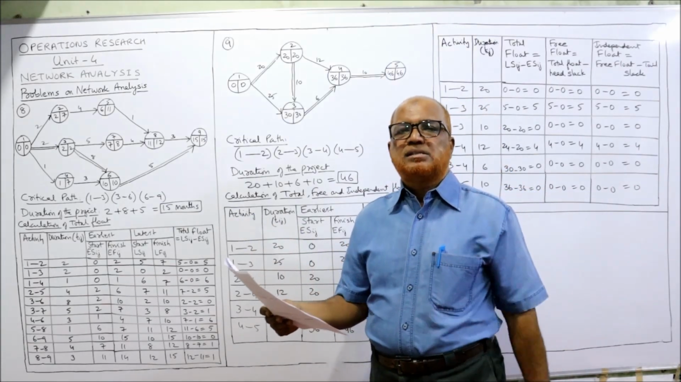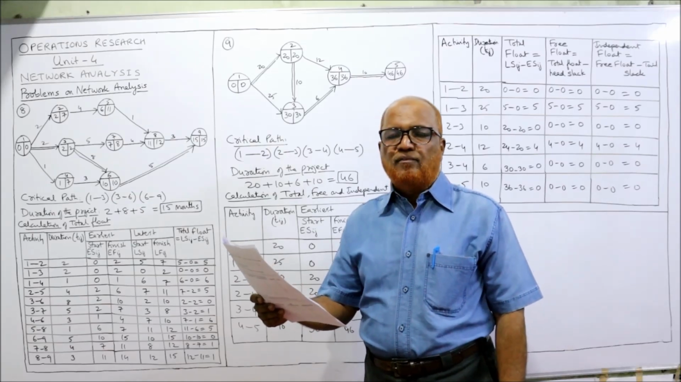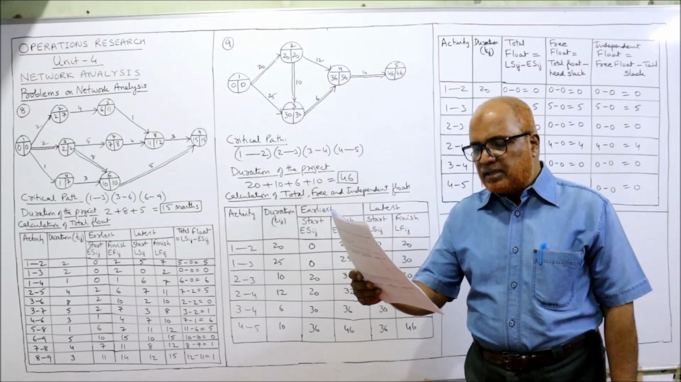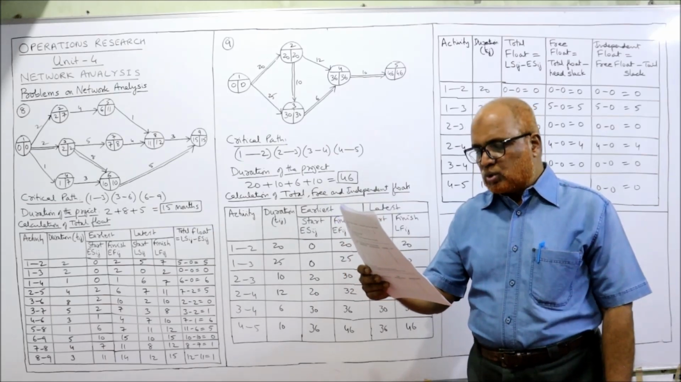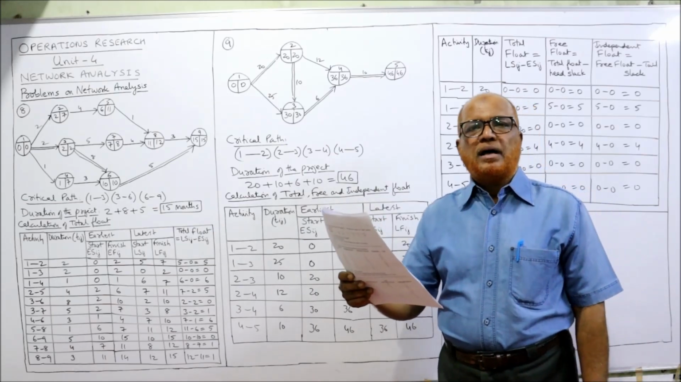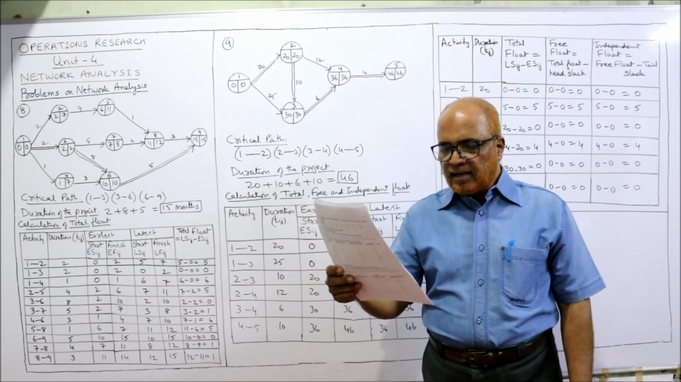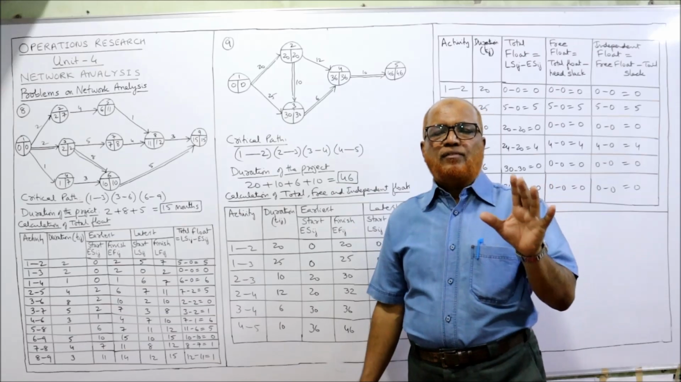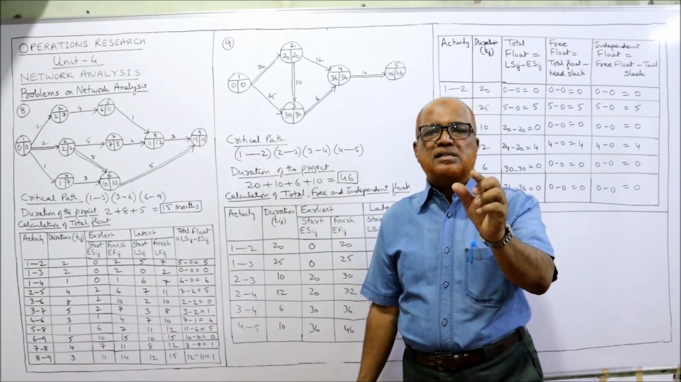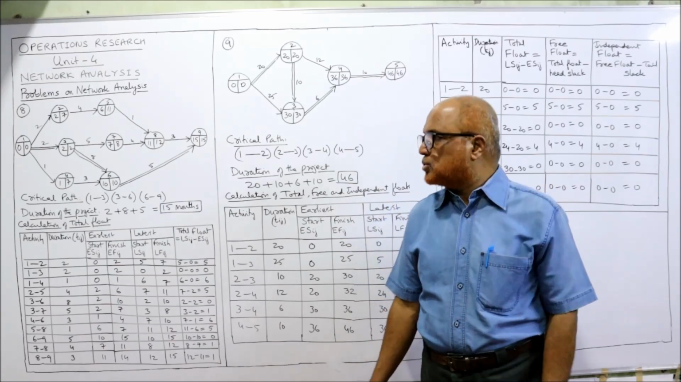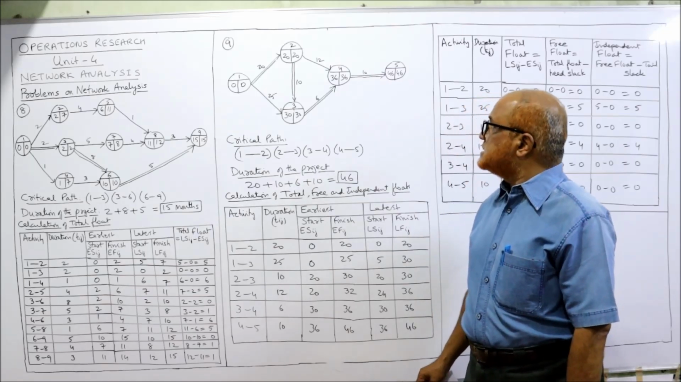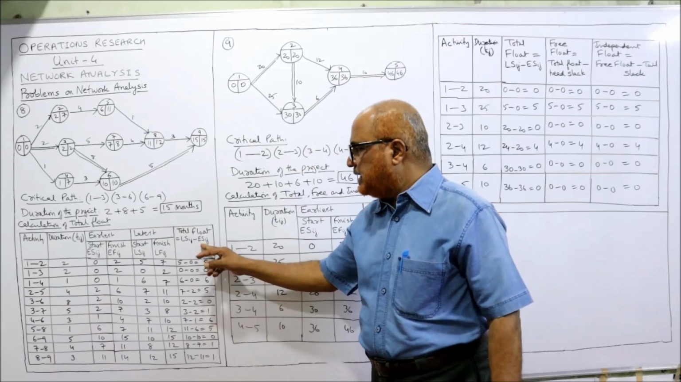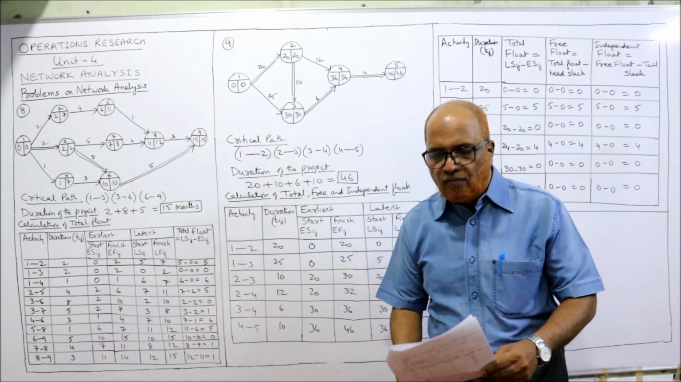The time is given in months, so for every activity, how many months are required is given there. Construct the PERT network and compute the critical path and its duration. Second, the total float for each activity. Remember the formula for float: total float is LFij minus ESij. This is the formula for float.